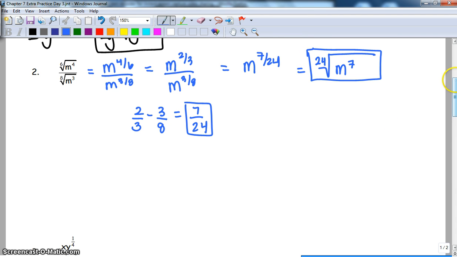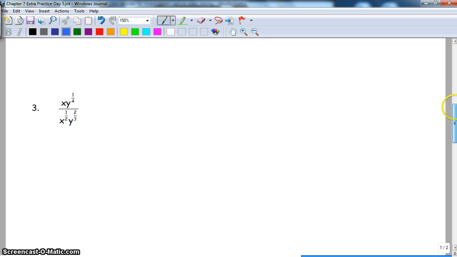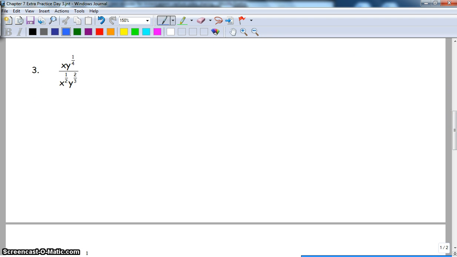All right. Keep on going. Same idea with number 3 here, except your variables are already in exponent form, not radical form. So let's see, remember this is just an x to the first. We can subtract our exponents. 1 minus a half is just a half.